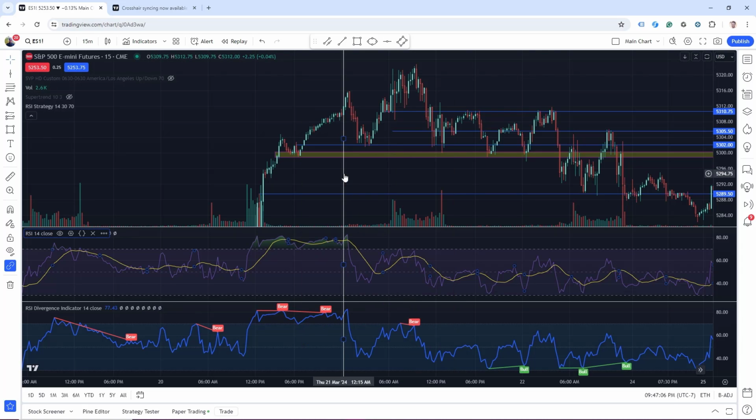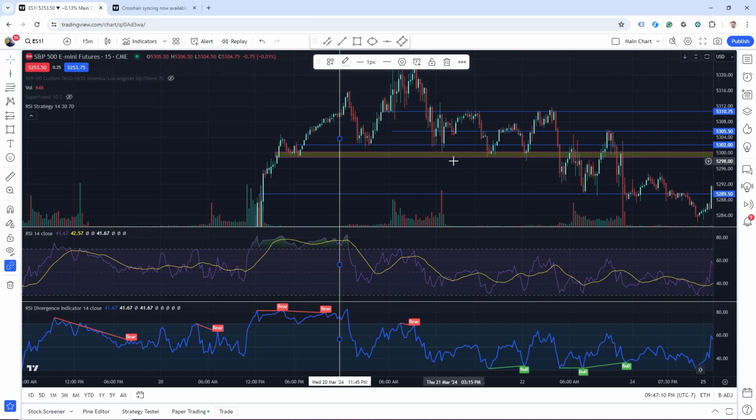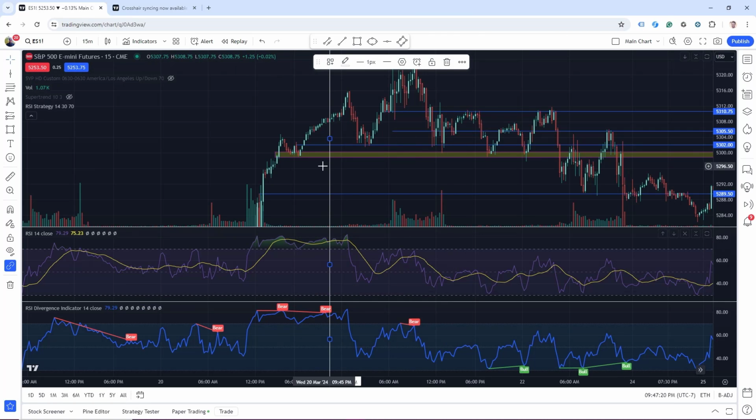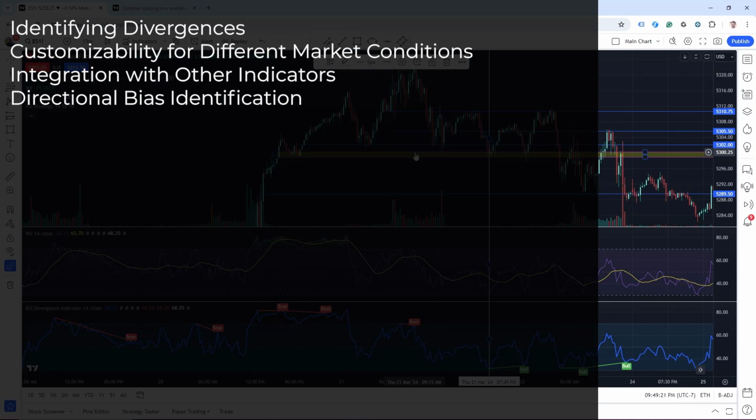When it comes to incorporating a trading strategy, in conjunction with our original technical analysis, looking at levels and targets, you could say that you only want to sell when price is significantly overbought, or buy when price is significantly oversold. The most common applications for futures trading with the RSI indicator are identifying divergences, customizing for different market conditions, integration with other indicators, and directional bias identification.